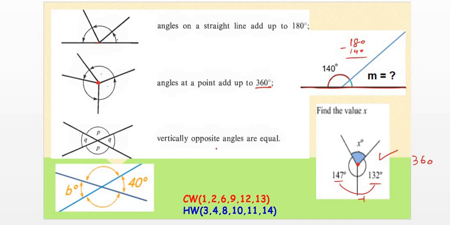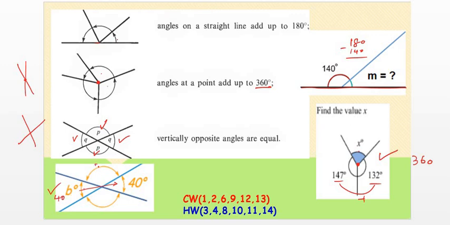The next is vertically opposite angles are equal. What does it mean? It means that whenever two lines cross each other, whatever the size of the angle, they can cross like this or like this, we find pairs of angles that are equal to each other. For example, this angle P will be equal to P and this angle Q will be equal to Q. And they can ask you to find the value of this B, because it's vertically opposite to this one, so its value will be 40 degrees.